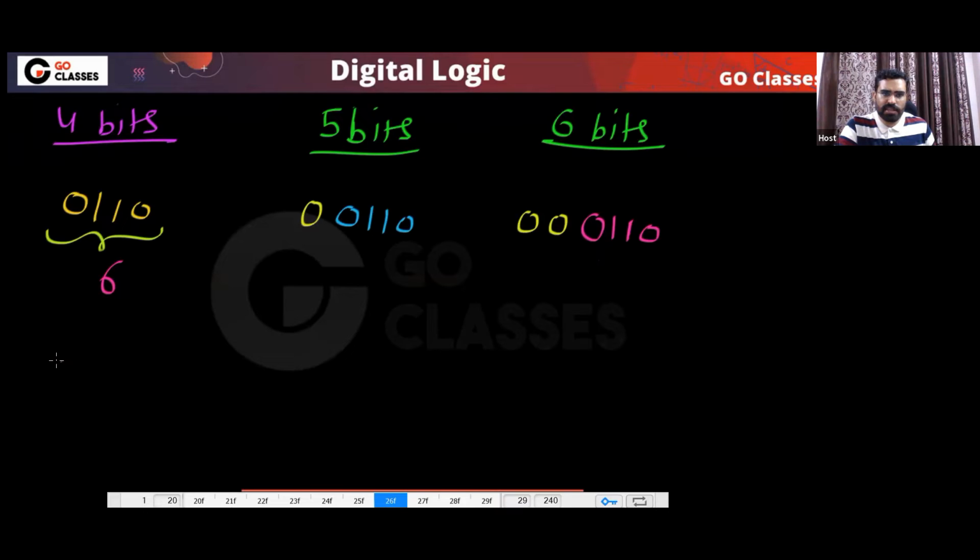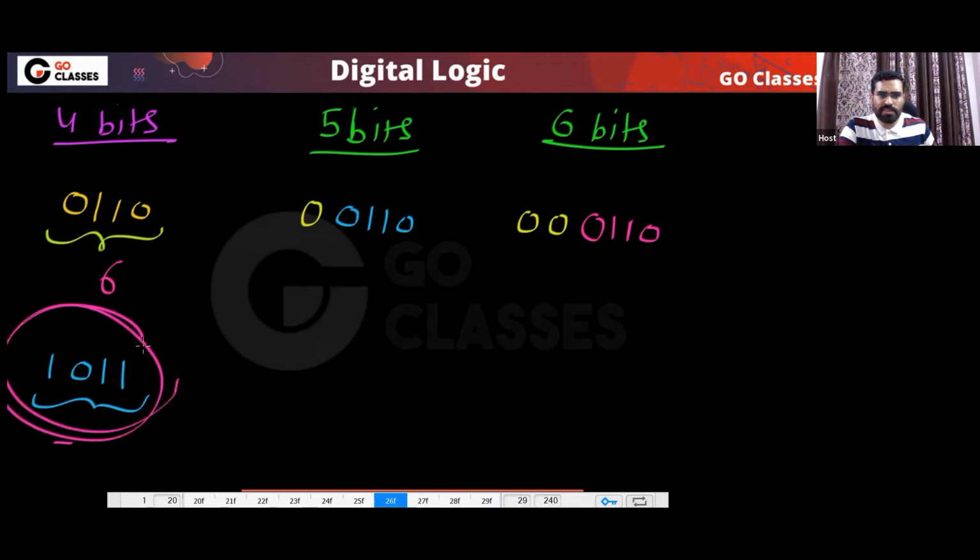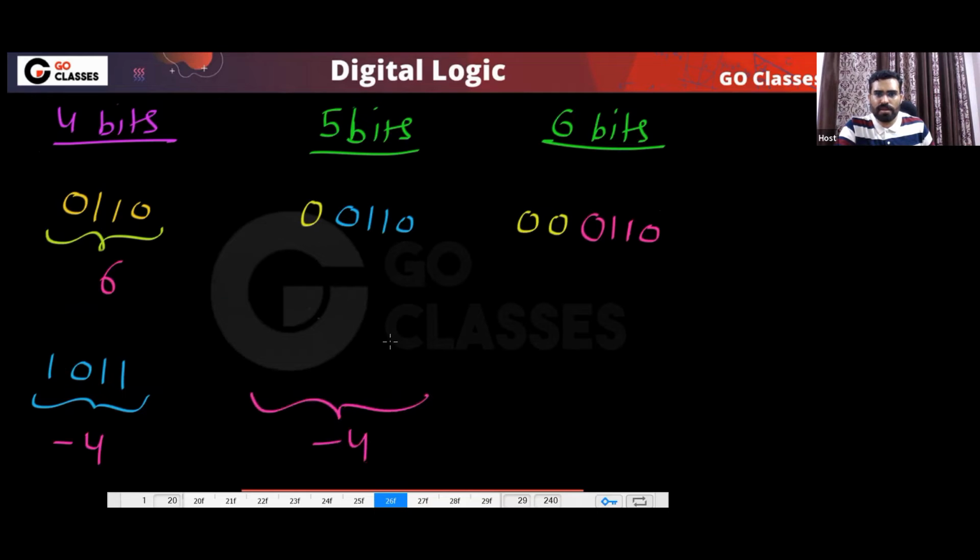If I have this data 1 0 1 1, what is this data? Can anyone tell me? In one's complement representation, this 1 means negative. You find the ones complement of this, which will be 0 1 0 0, so that will be 4, so this will be -4. Now put this -4 in 5 bits. What will it become?